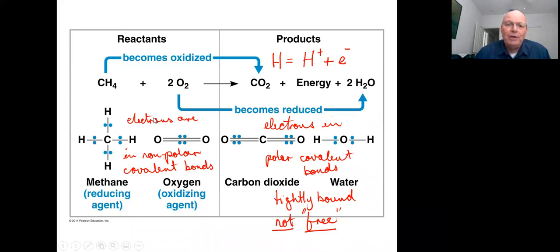electrons from non-polar covalent bonds that are typically found in organic molecules to polar covalent bonds that are found in non-organic molecules. Because carbon dioxide, remember, is not an organic molecule. That is the movement of electrons from a high potential energy to low potential energy situation, but it also represents the movement of electrons away from one molecule to another molecule in the form of the electron accompanied by its hydrogen ion to maintain electrical neutrality. That represents that movement of electrons, the actual redox part of the reaction.